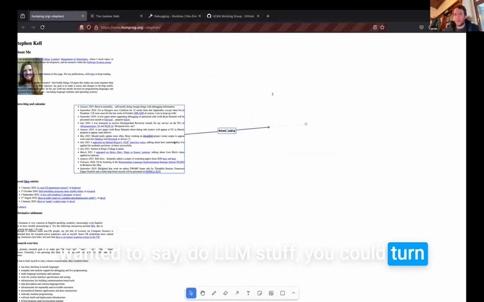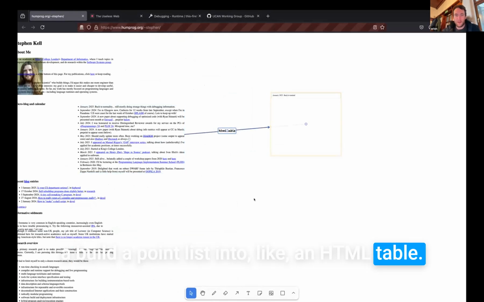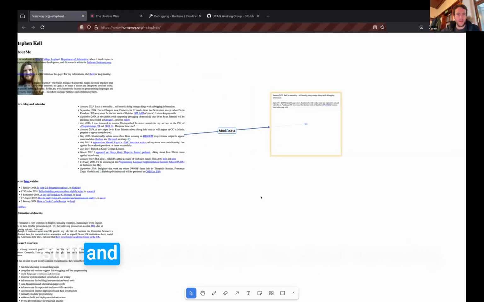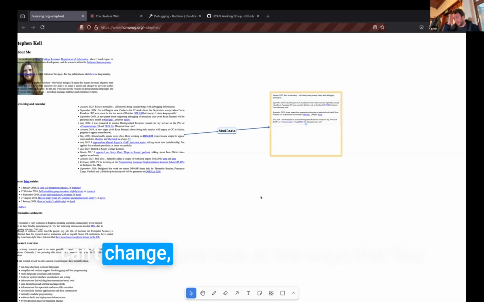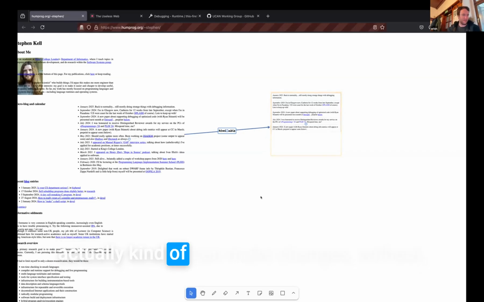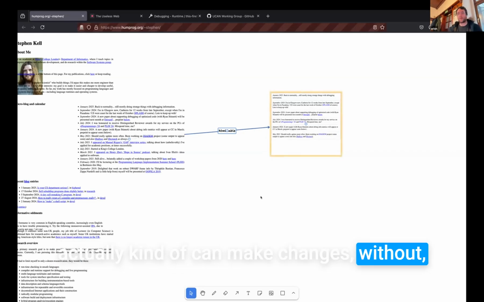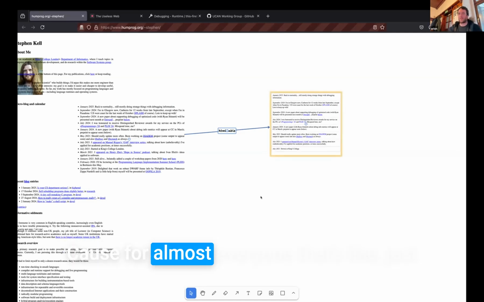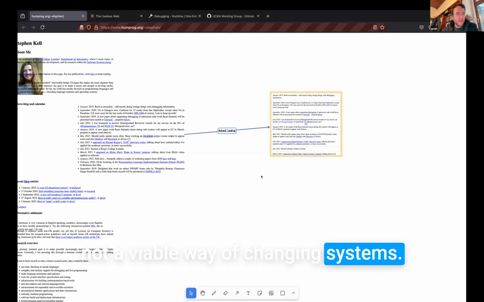you could turn a bullet point list into an HTML table. You can also inject dynamic behaviors. Part of it is about increasing end user malleability over systems. So you take an existing system that you can't change and look at the ways that you can make changes without, for example, forking a GitHub repo and rebuilding something from scratch, because for almost everyone, that's just not a viable way of changing systems.